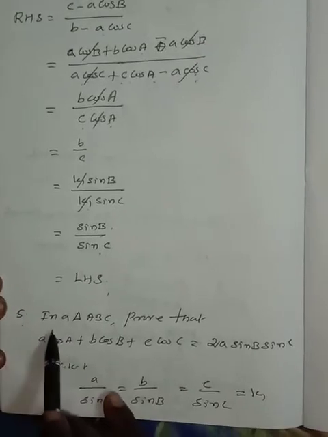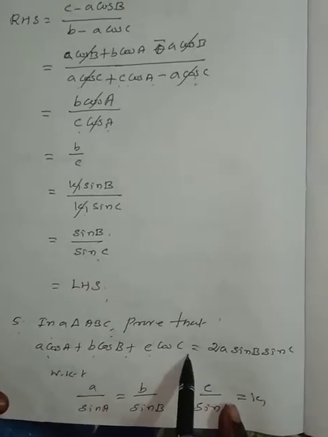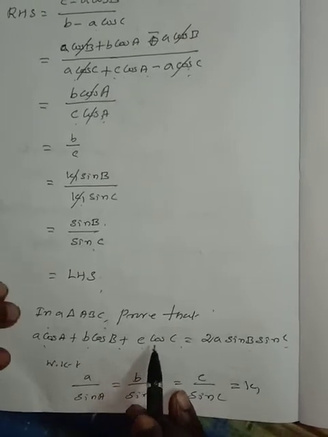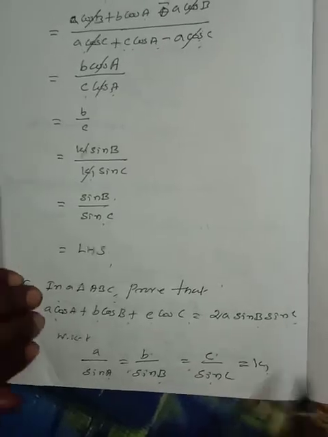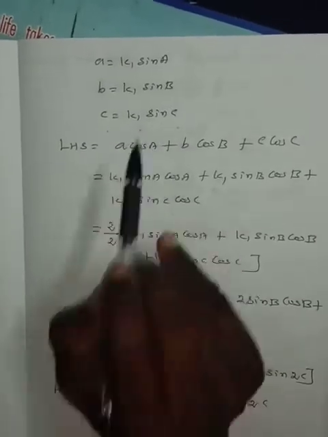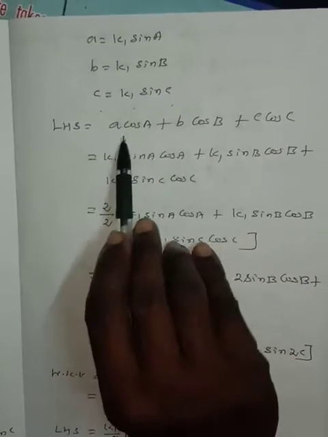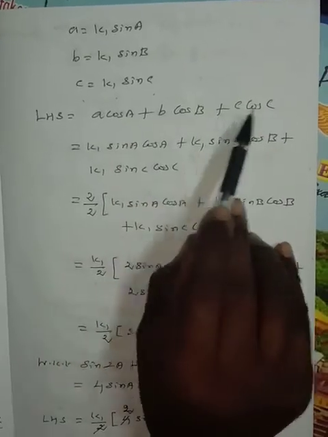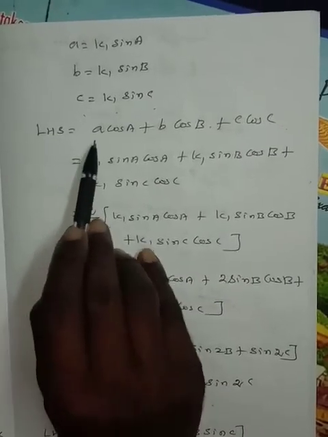Next, sum number 5. In a triangle ABC, prove that a cos A plus b cos B plus c cos C is equal to 2a sin B sin C. We know that a by sin A is equal to b by sin B is equal to c by sin C is equal to K1. a is equal to K1 sin A, b is equal to K1 sin B, c is equal to K1 sin C. LHS is equal to a cos A plus b cos B plus c cos C. The small letters mention sides of the triangle ABC, capital A, B, C are angles of the triangle ABC. So substitute small a, b, c sides.